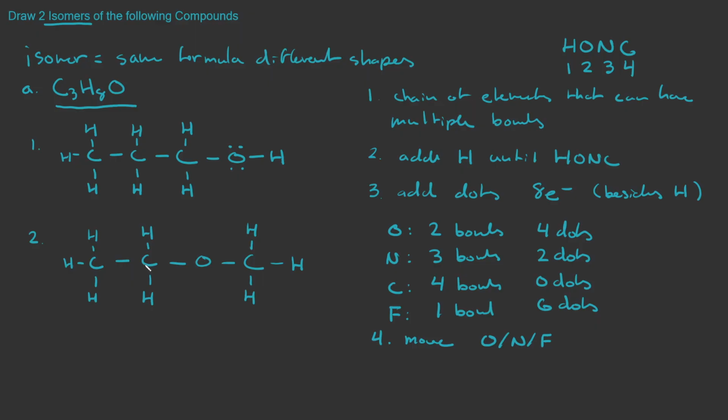We now have 1, 2, 3 carbons. We have 1, 2, 3, 4, 5, 6, 7, 8 hydrogens and 1 oxygen. So we have C3H8O again. And then lastly, our oxygen needs 4 dots. And so we add 4 dots to our oxygen. 1, 2, 3, 4. And we've now drawn a second Lewis dot structure of this molecule.